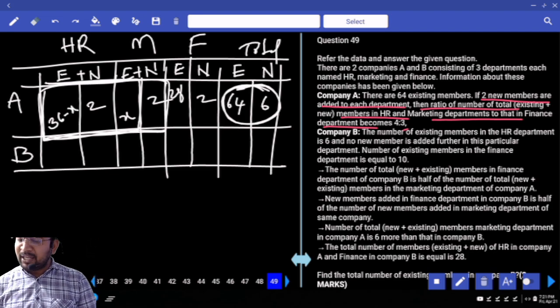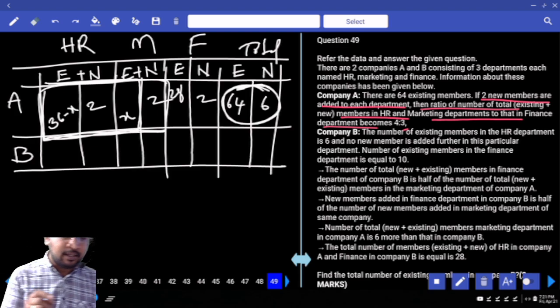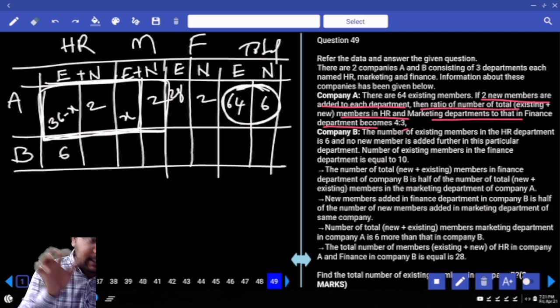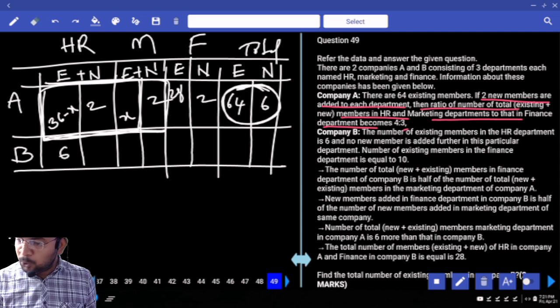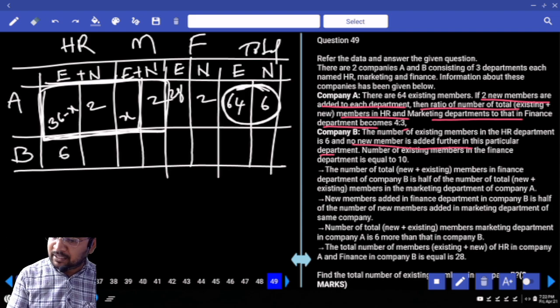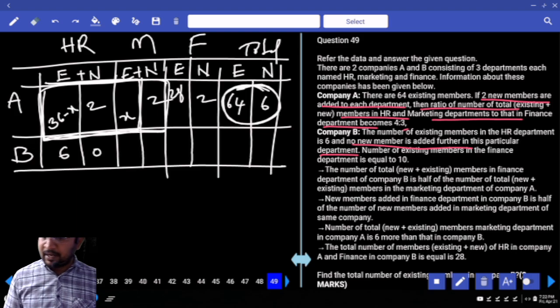Next, coming to company B. The number of existing members in the HR department is 6. No new member is added further in that department, so it is 0.